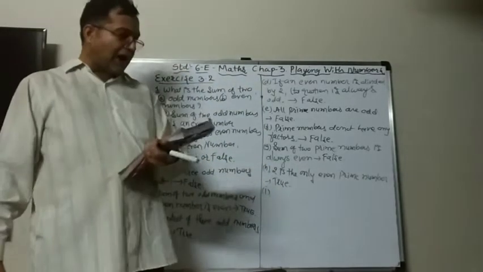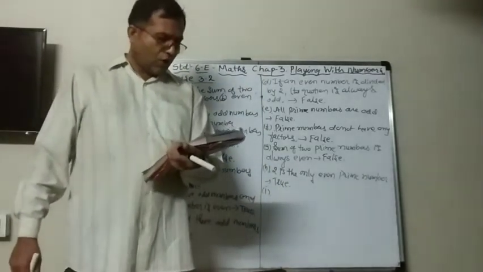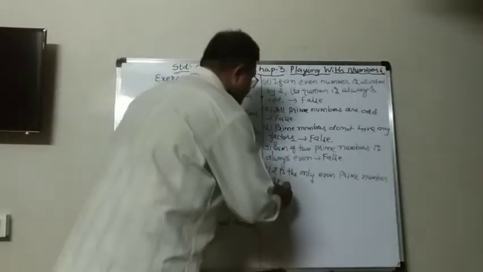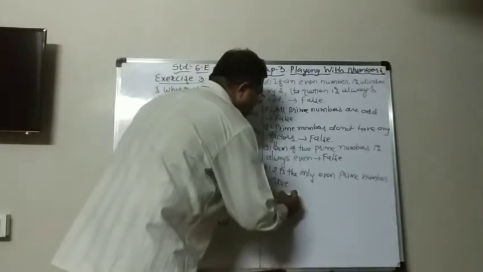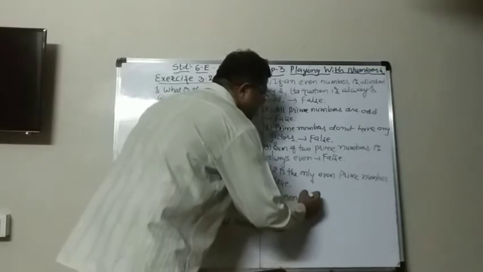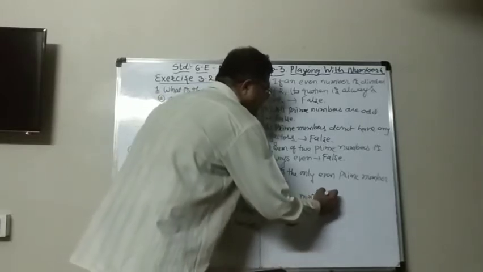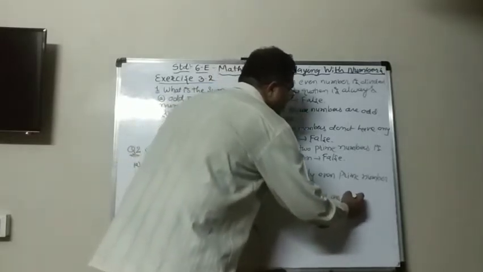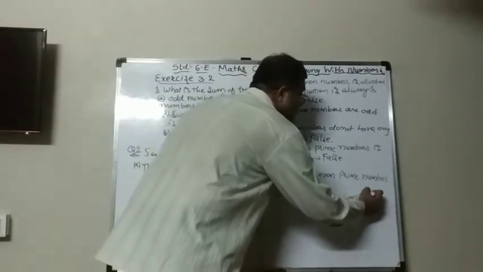Then in number I, all even numbers are composite numbers.